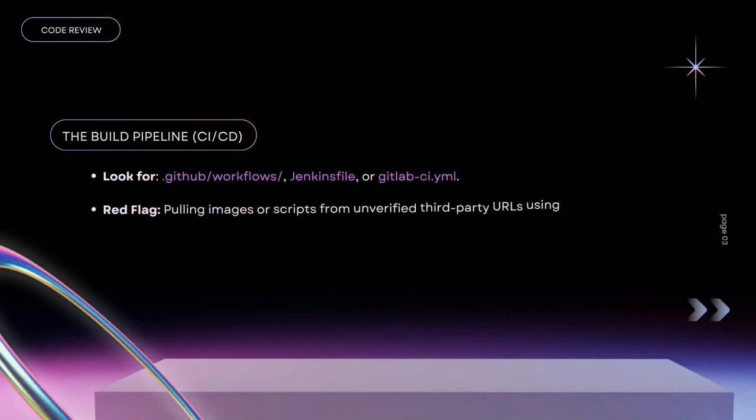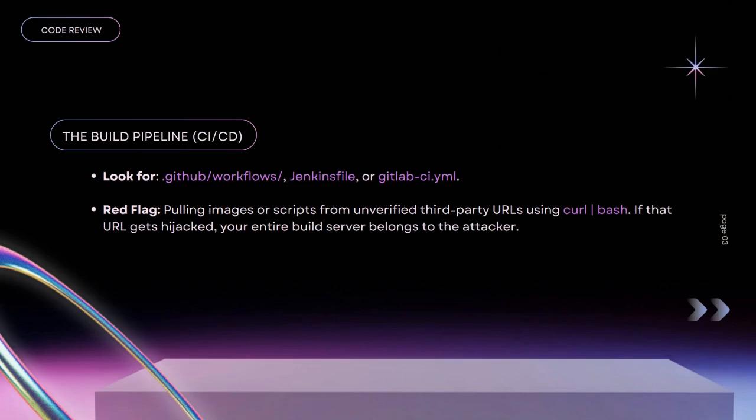The next is the build pipeline, CI/CD. In your CI/CD pipeline section, you are looking at the conveyor belt that builds your software. If this is compromised, an attacker can inject malicious code into your app after you have finished writing it, making the breach invisible in your source code.